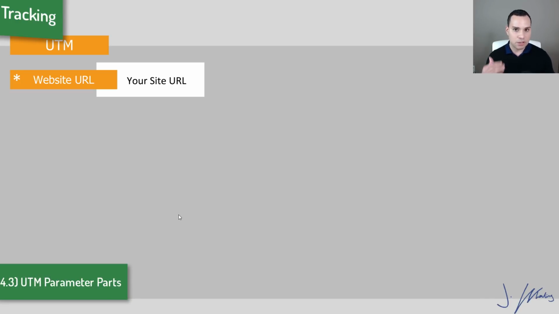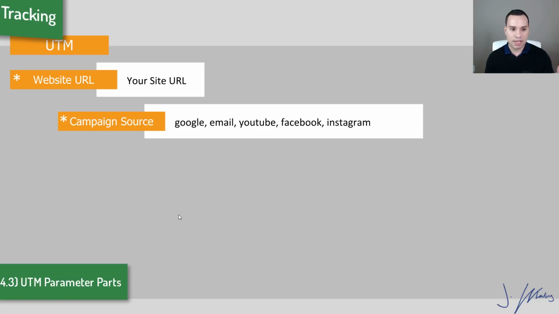So let's go through each one of these in detail, and I'll also show you a free tool offered by Google that you can use to put these together relatively quickly. So first is your website URL. Then we have the campaign source.